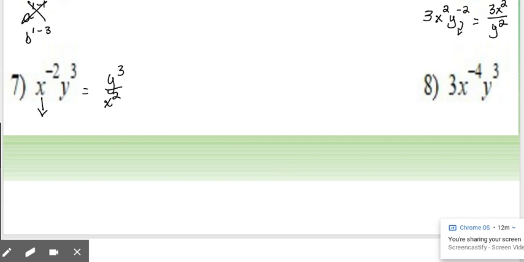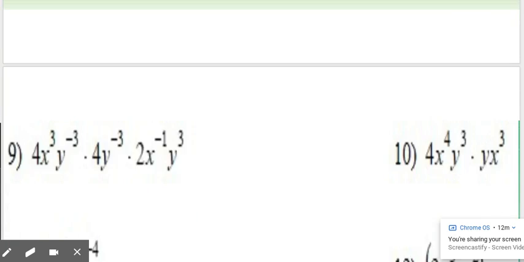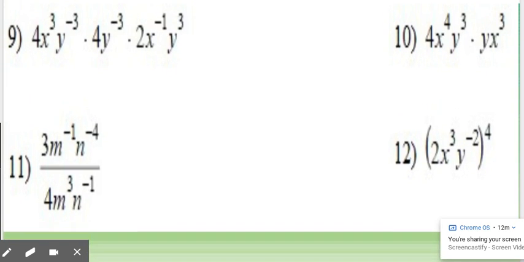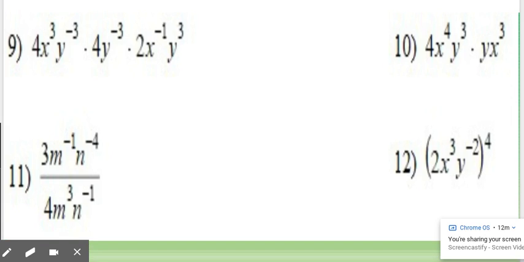For number 8, the 3 is fine. The x has to move down. I end up with 3y to the third over x to the fourth. Okay. Last set here. Go ahead and just pause the video and complete these problems.